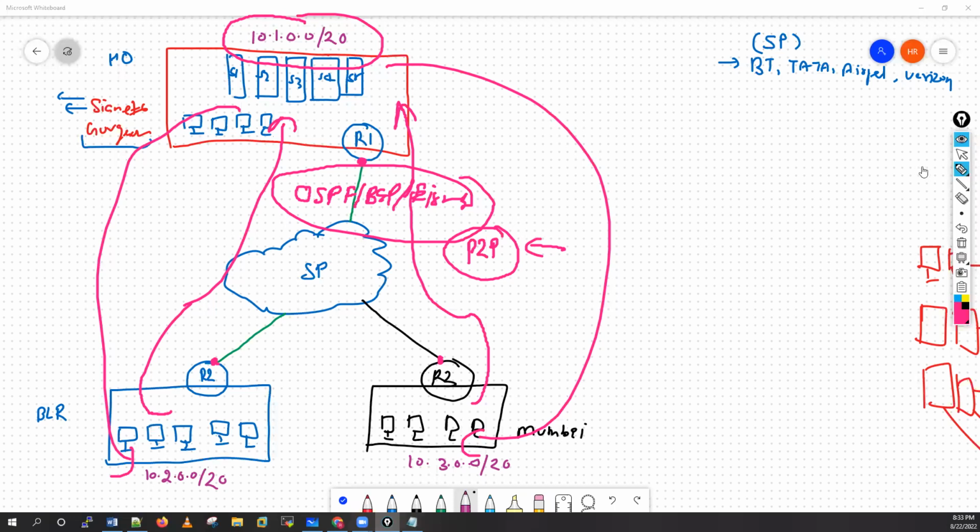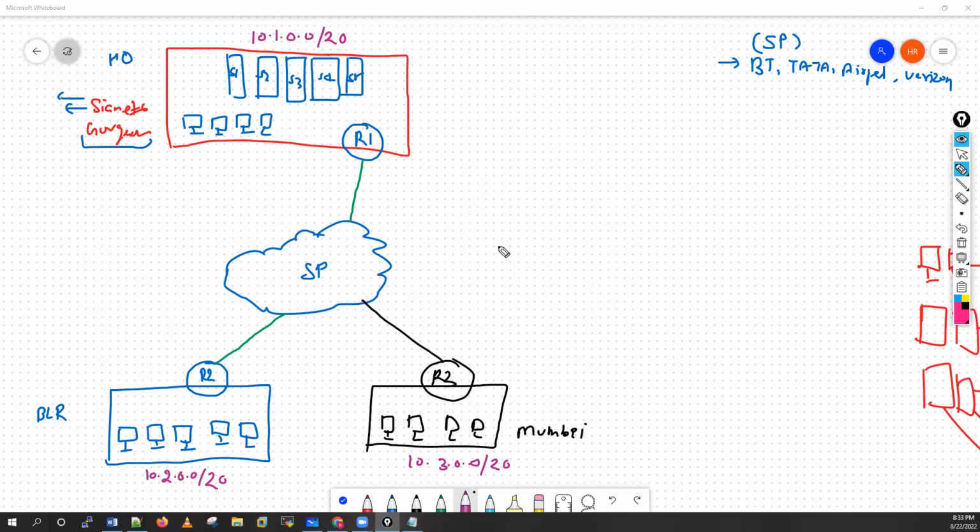The problem with this solution is that it is very, very costly. So your leased line solution is a very costly solution. Due to the high cost, network engineers and the network industry started looking for another solution which they can use for advertising these subnets with each other, paying very minimal cost.